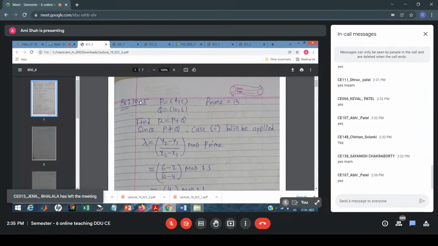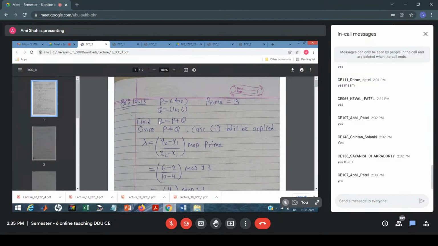The second type of question is operation on an elliptic curve. That means the 2 points x1, y1 and x2, y2 are given to you, and R means basically you have to find another point on the curve. So now P equals 4, 2, this is x1, this x2, this y1 and this y2, and the prime value, that is 13, is given. Now R equals P plus Q means you have to find another point on the curve. That is x3, y3 that you want to find.